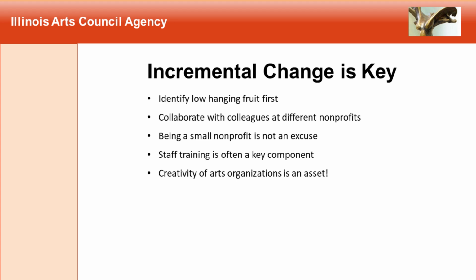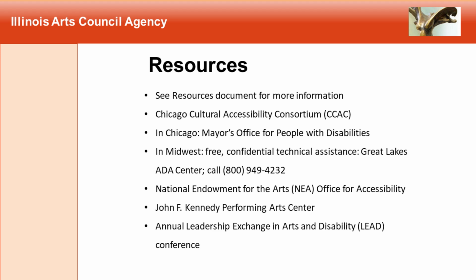It's also really important to collaborate with colleagues at different nonprofits. We don't need to reinvent the wheel. Everyone is grappling with these same concerns and same opportunities, and so we can work together to make things easier for all of us. Being a small nonprofit, while it's challenging, is not an excuse. In some ways, I see the most creative and most innovative access accommodations and services provided by smaller nonprofits because we know how to be creative and do a lot with a little. Staff training is often a key component as well to creating institutional change around accessibility. So starting with new hires or front of house staff and looking at how can we better welcome and include people with disabilities. There are lots of resources that you can turn to.